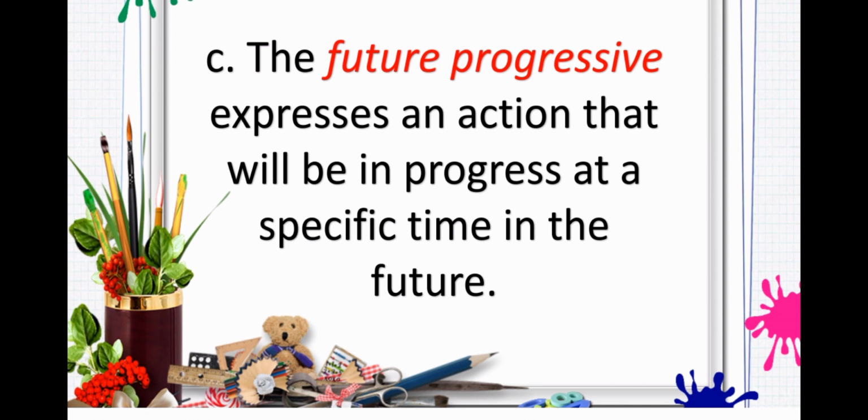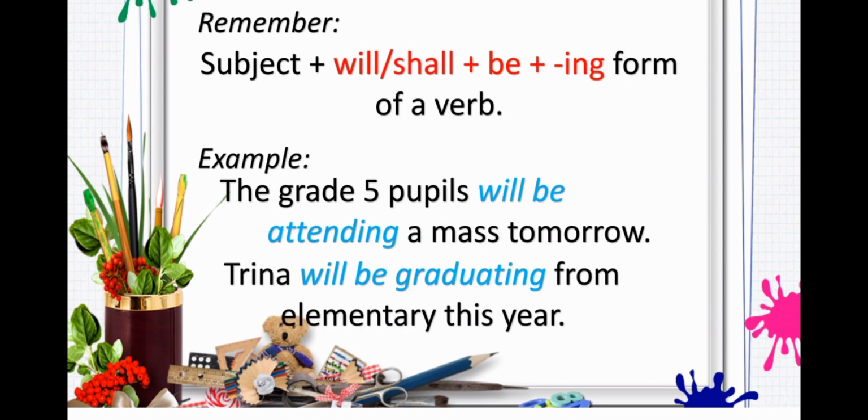Next is the future progressive, expresses an action that will be in progress at a specific time in the future. This is the rule, subject plus will, shall, plus be, plus the ing form of verb. Example, the grade 5 pupils will be attending mass tomorrow. Trina will be graduating from elementary this year.